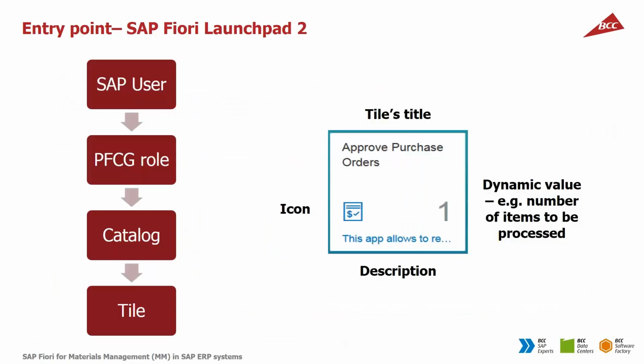Every tile contains some tile title, some icon, and it optionally contains a description. Moreover, usually there is some dynamic value that is calculated. Example, number of items to be processed. So for example, in this approved purchase orders tile, there is a number 1 which shows that there is 1 pending purchase order for approval. This is how the tile looks.